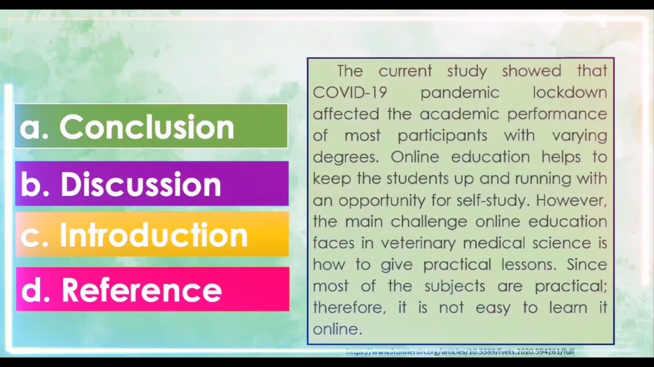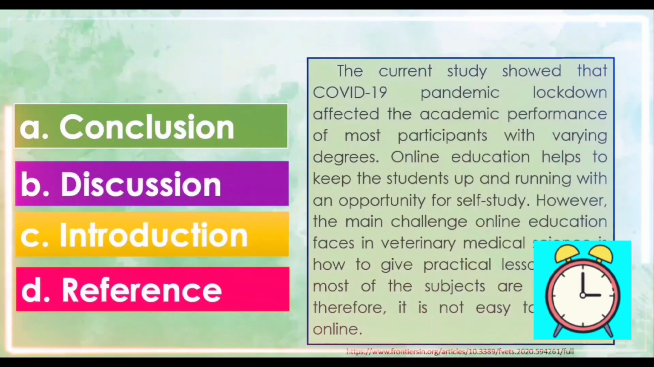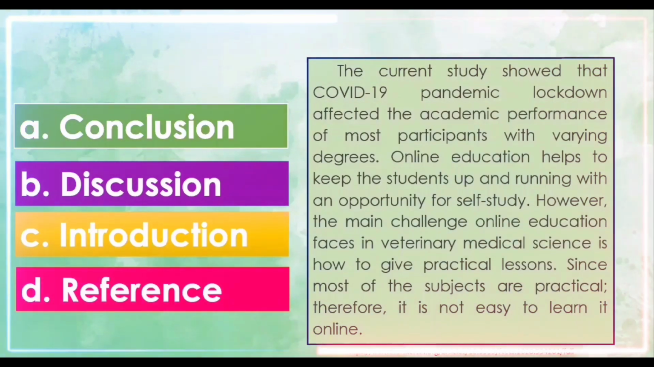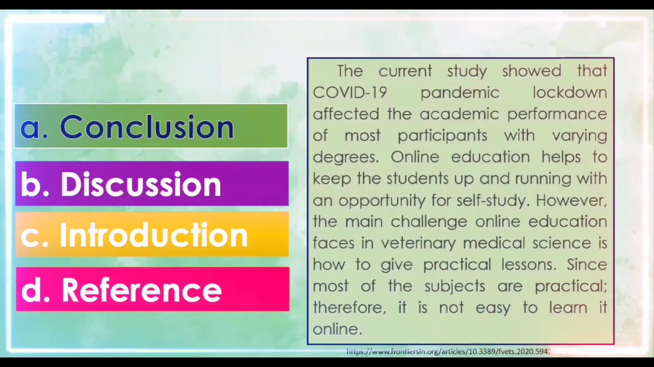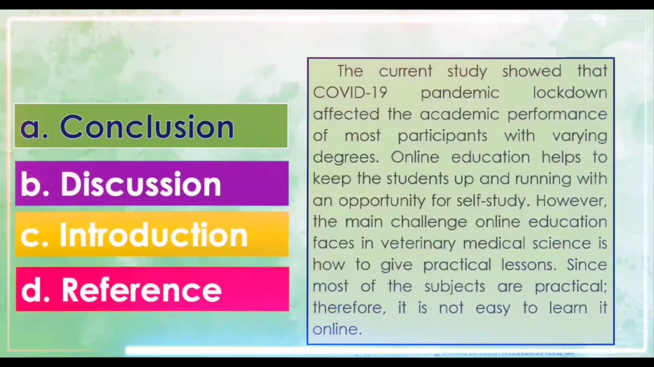Number 4. This data is from the website of Frontiers, and this is an example of A. Conclusion, B. Discussion, C. Introduction, D. Reference. The correct answer is A. Conclusion. Terrific! Your answer is right.